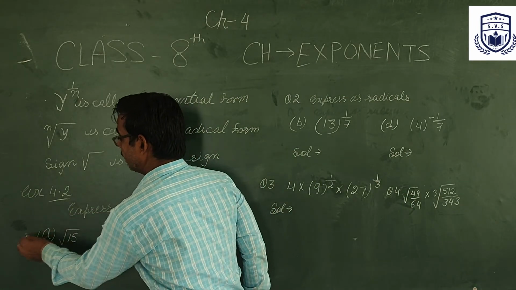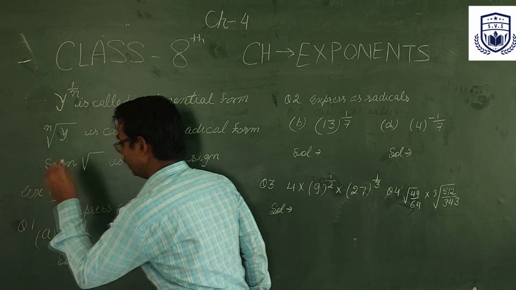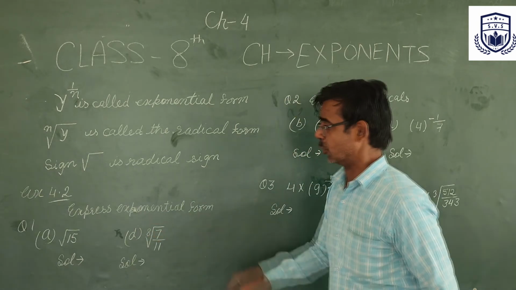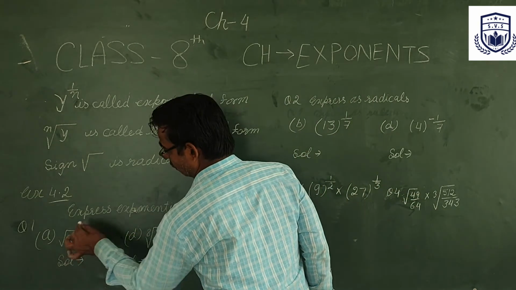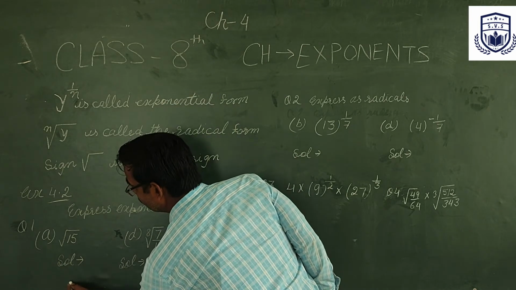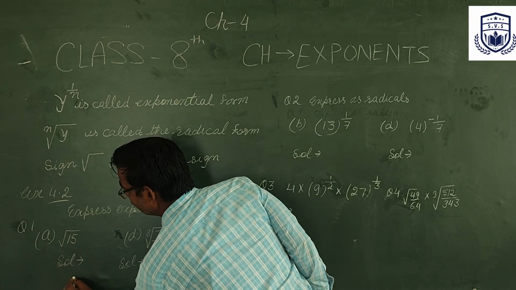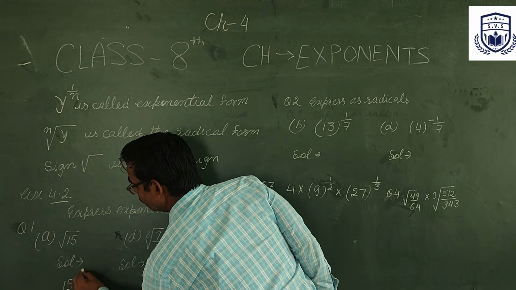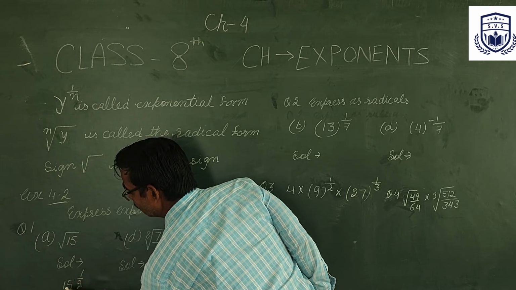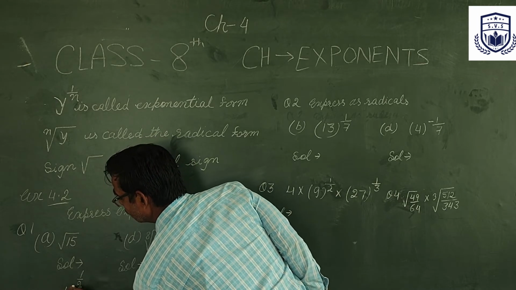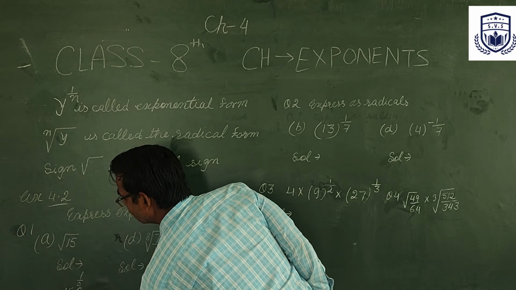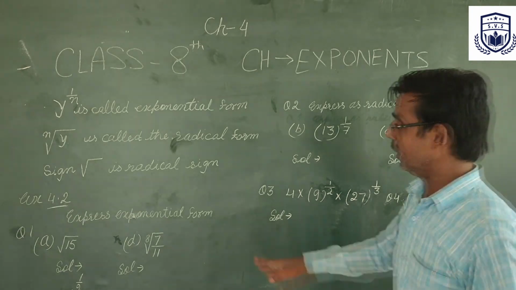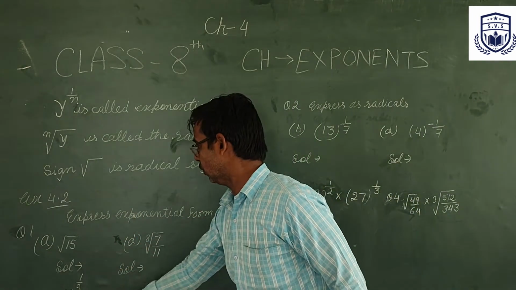Express in exponential form. Look at this question. First, now we will write here 15 under root, power 1 over 2. Clear? Any problem? It is the exponential form.